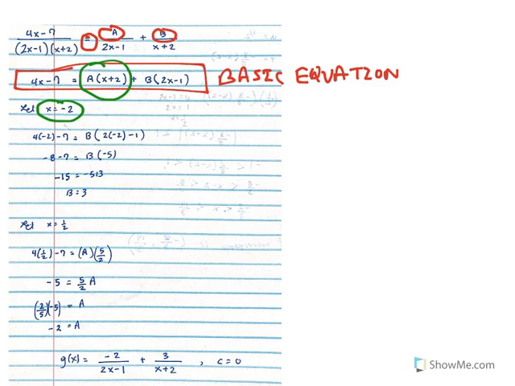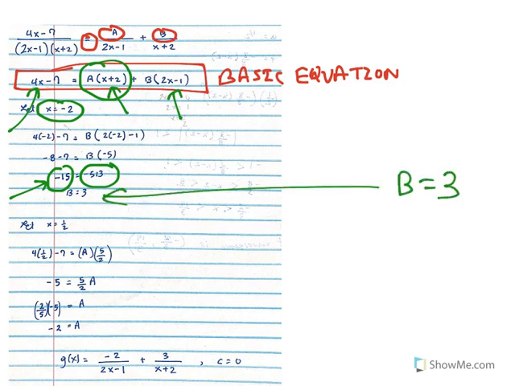So if I substitute negative 2 for x here, I will have 4 times negative 2 minus 7, which is negative 15. And of course, this term will be 0, and this term will be 2 times negative 2, which is negative 4, minus 1 is negative 5. So I'll have negative 5b on the right side is equal to negative 15 on the left side of the equation. Dividing both sides of the equation by negative 5 gives me that b is equal to 3.